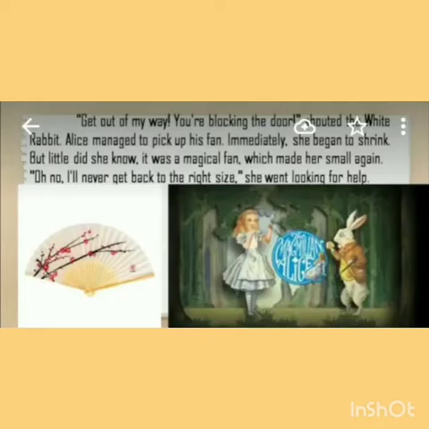Okay, children, see the next paragraph. Get out of my way, you are blocking the door, shouted the white rabbit. Alice managed to pick up his fan. Immediately she began to shrink, but little did she know it was a magical fan which made her small again. So what has happened here? After eating the chocolate cake, she became big, very big. So what is this rabbit doing? Why are you blocking the door? She is blocking the door because she has grown big, no?